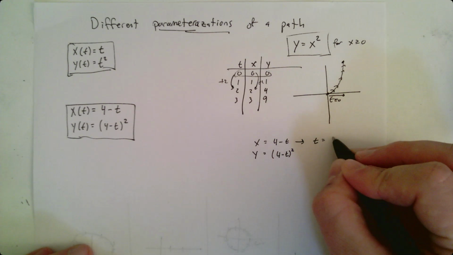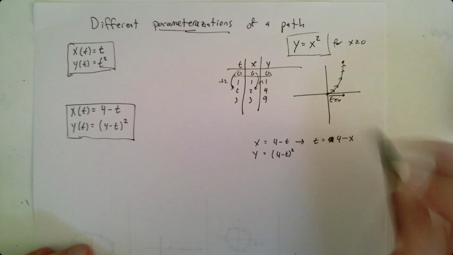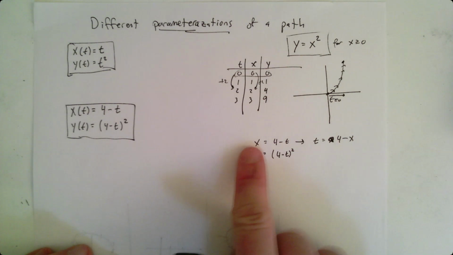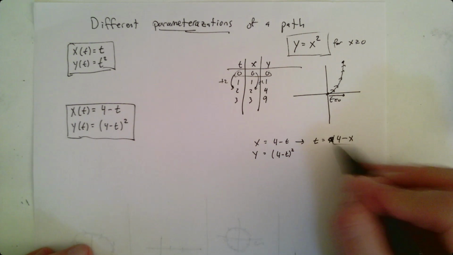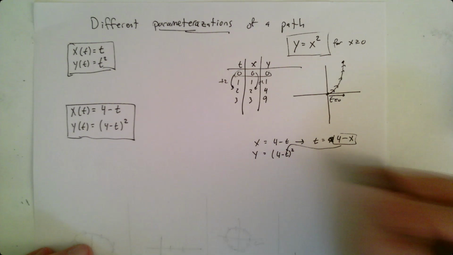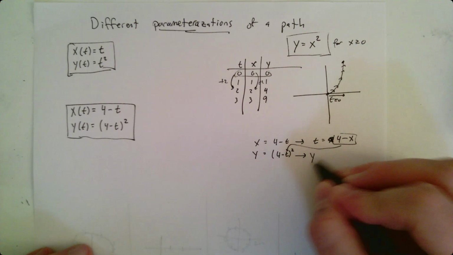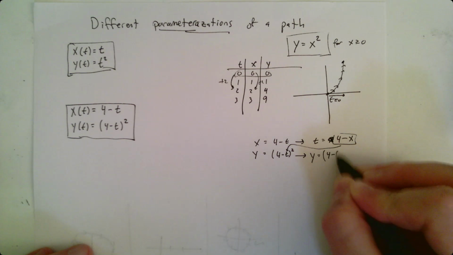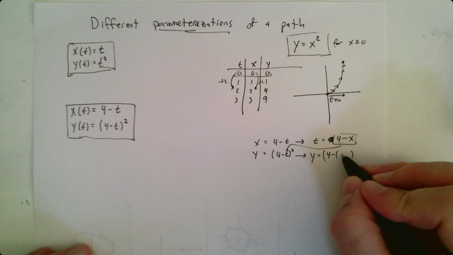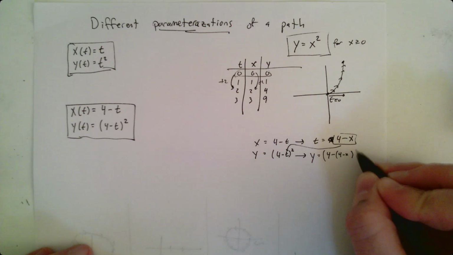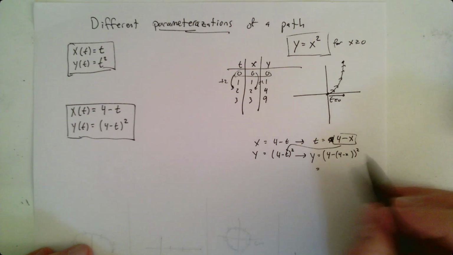So t equals, what am I trying to do? 4 minus x. I added t on both sides, I subtracted x on both sides. And now I'll substitute that in here for the value of t. So I've got y equals 4 minus my old value of t, which is 4 minus x, squared. Let's simplify that all.